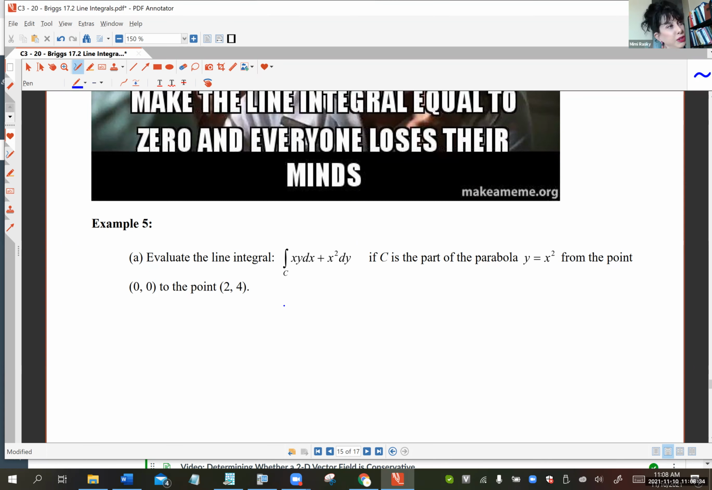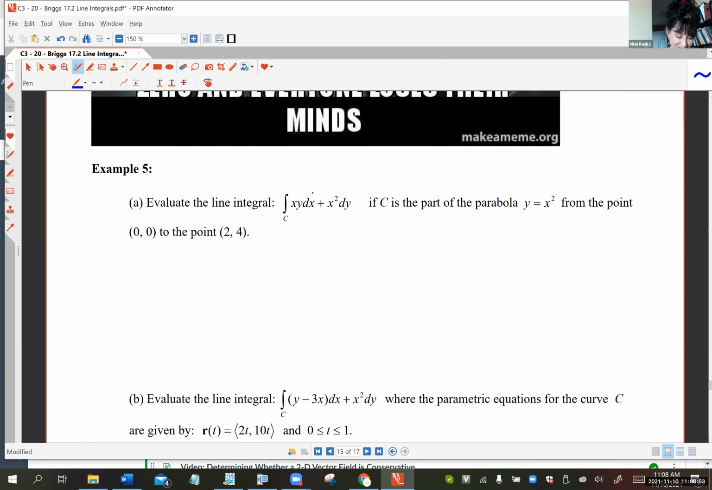I had some students a couple years ago, they thought that every parameterization was just a straight line. And so they kept parameterizing every curve given with a straight line. It's like, you know, straight lines are nice and everything, but this particular problem here, the curve wasn't a straight line. Sometimes it might be. You have to be careful.